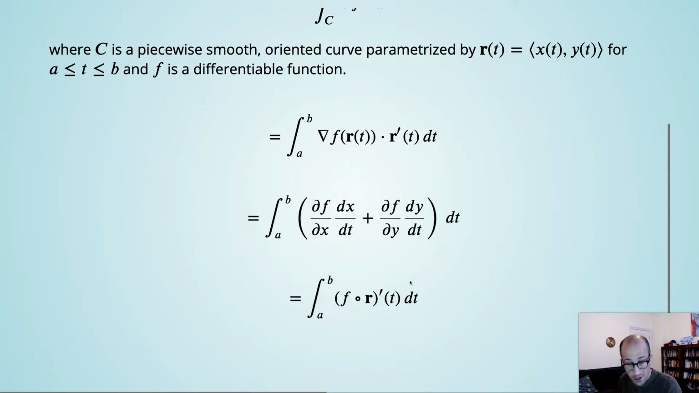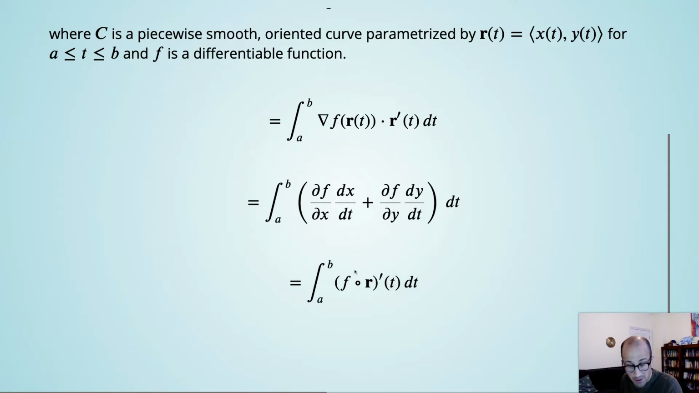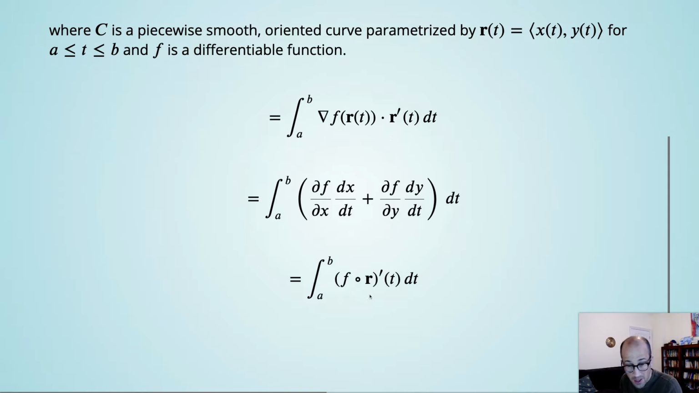But now look at what we have. We boiled this whole thing down to a t integral of a derivative. Integral of a derivative. Integral of a derivative. You know what that is. That's the fundamental theorem of calculus. So the fundamental theorem of line integrals really just boils down to the fundamental theorem of calculus. There. And so what does the fundamental theorem of calculus say?